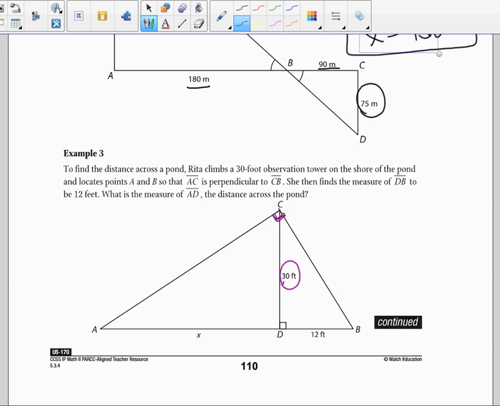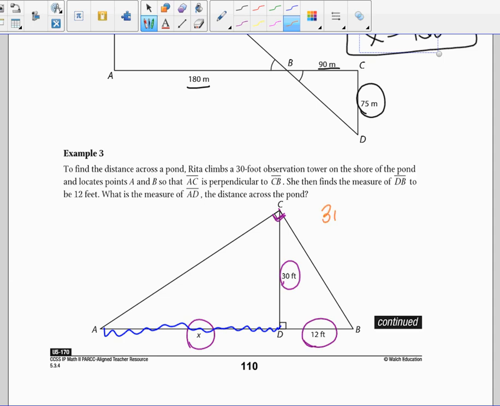It says she then finds the measure of DB to be 12 feet, so that's this right here. What's the measure of AD, which is the actual distance across the pond? So you're assuming that this is the distance across the pond. So if you look, we have an altitude here. So we can use our formula of altitude squared equals left times right.